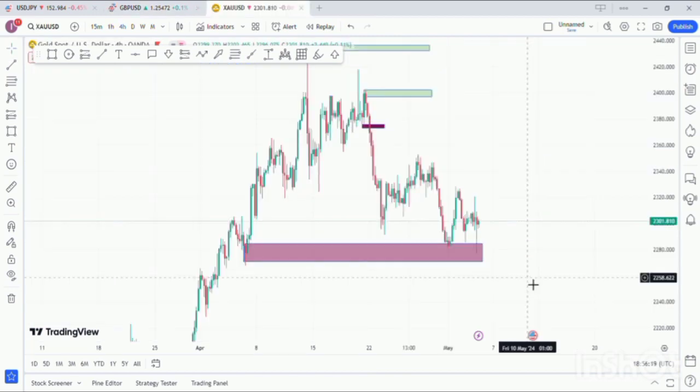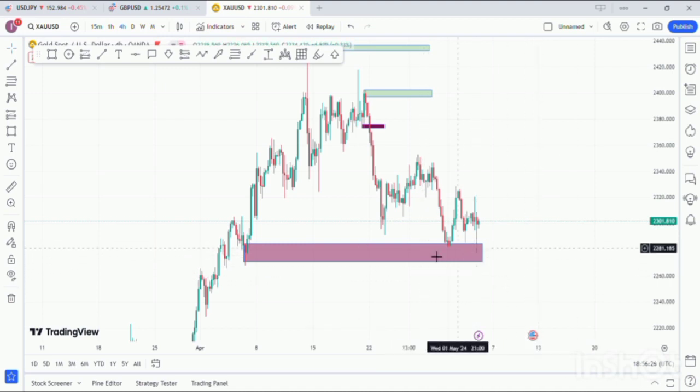This is XAUUSD gold on the 4 hours time frame, guys. So right here, as you can see on my screen, this is a very valid support zone that XAUUSD has been respecting for a while. As you can see, it respected it right here. It has also respected it here and here. So on XAUUSD on the 4 hour time frame, we'll be expecting movement to the upside.